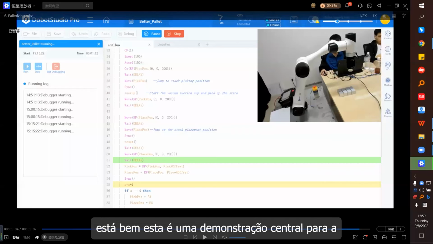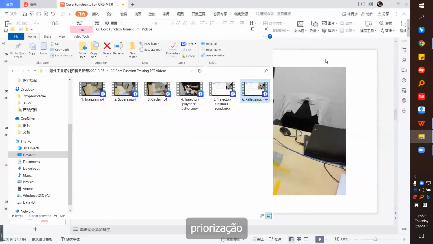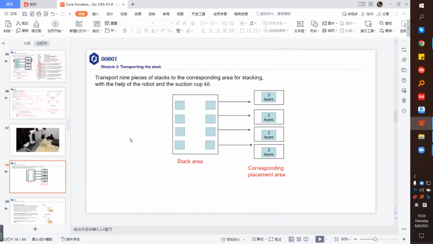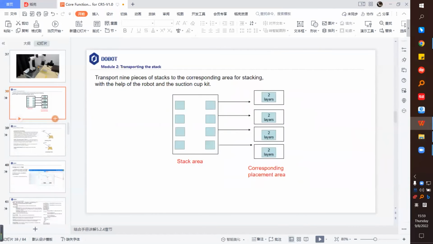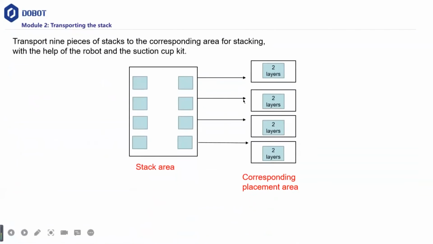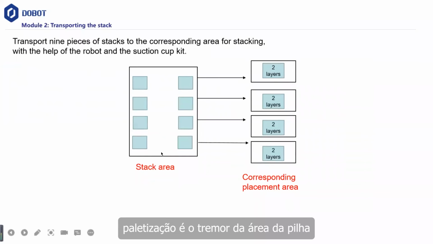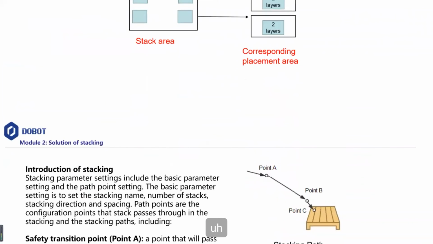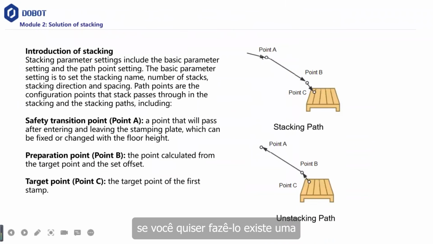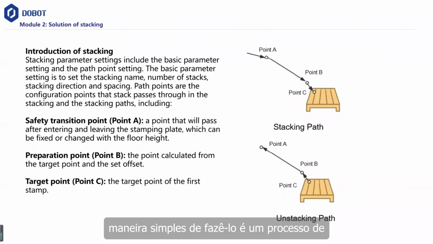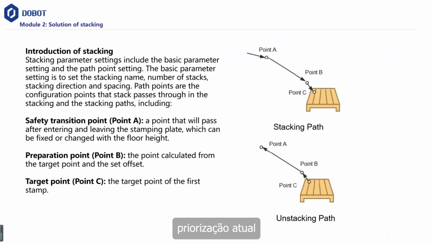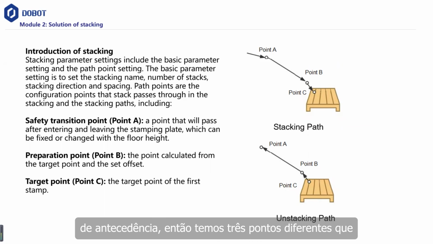Okay, this is a simple demo for palletizing. So this is the basic idea of palletizing, is to move from the stack area to the corresponding place area. If you want to do it, there's a simple way of doing it with the process of palletizing. We are working on the current palletizing process, but it's not ready yet. But I can introduce you a little more in advance.